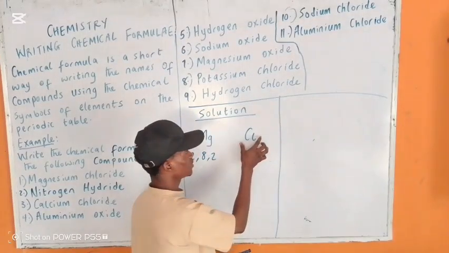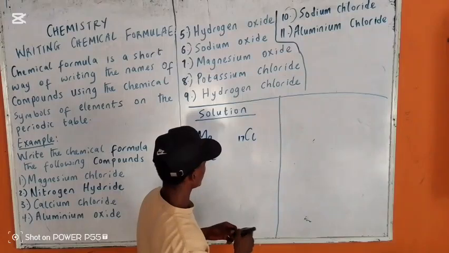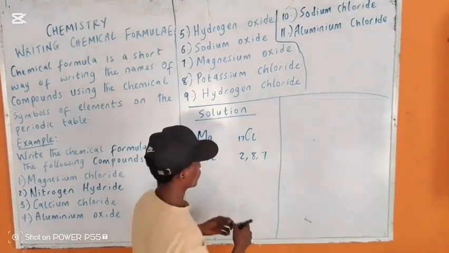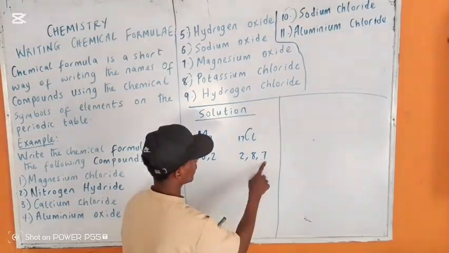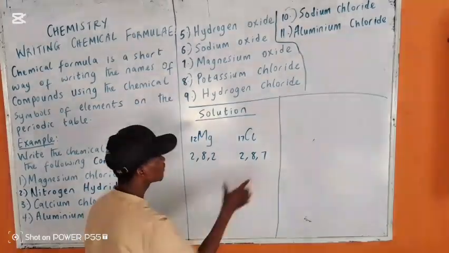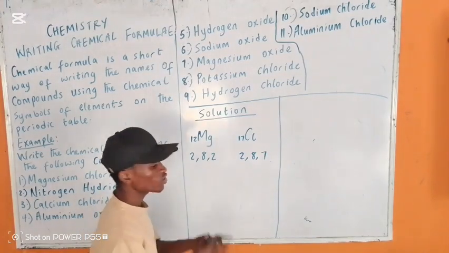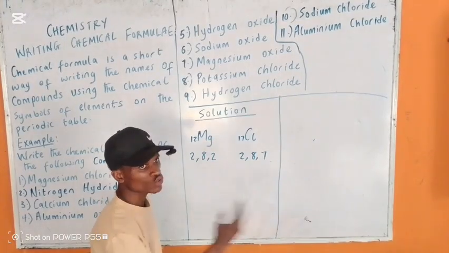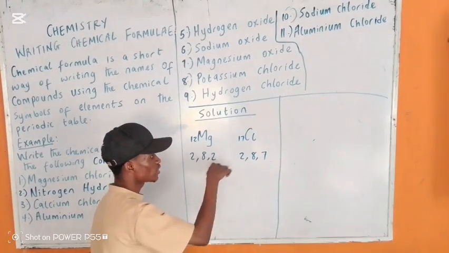Now for chlorine, the atomic number of chlorine is what? 17. Chlorine is number 17. Now for chlorine, it is what? 2, 8, 7. That is for chlorine. 2 plus 8, we have 10. 10 plus 7, we have what? 17. Now, from here, you can get the valency of magnesium and the valency of chlorine. So now, how do we get the valency? Magnesium here, to attain the octet rule, needs to give out these two electrons.